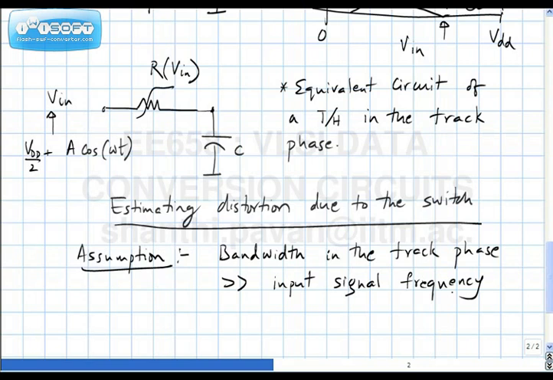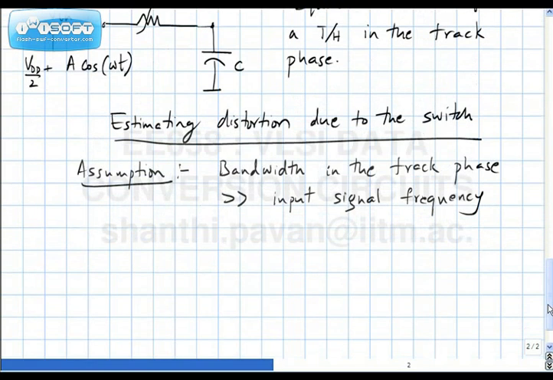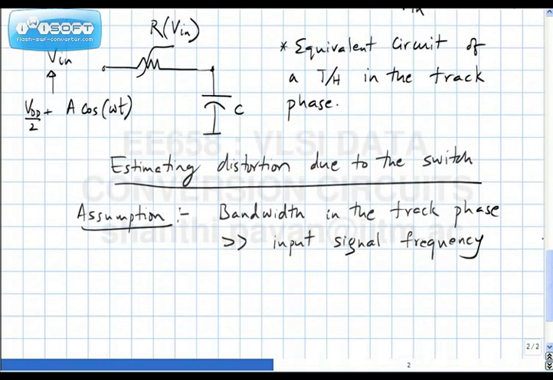So what does this mean? If the bandwidth of this RC network is much larger than the input frequency, can you comment on the voltage across this with respect to the voltage across the capacitor? So if this assumption is true, then I can approximate the voltage across the capacitor to be, okay, before we get into the math, let's spend a couple of minutes getting intuition about what we should expect. So why do you think there would be distortion at all?